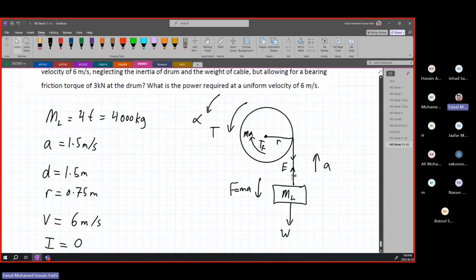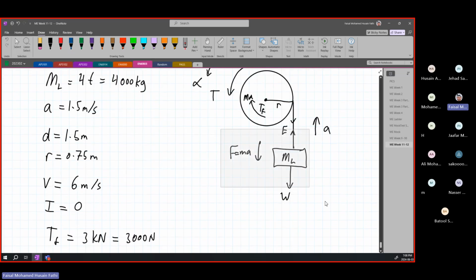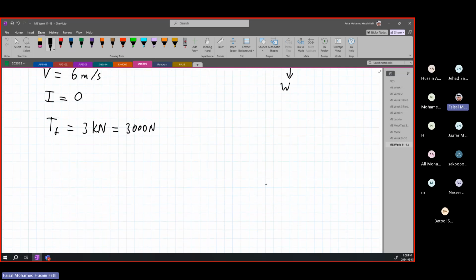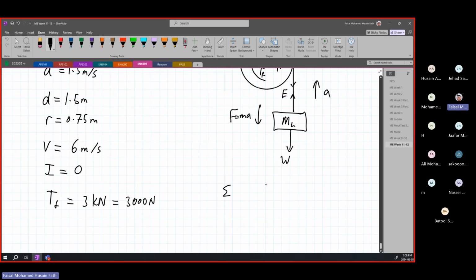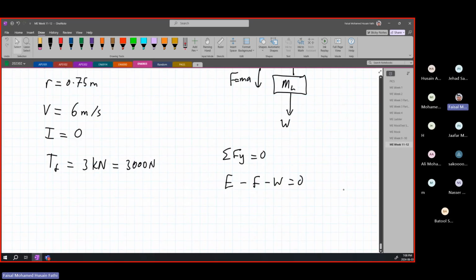So the first thing you guys can analyze is you can analyze the load. All right. If you remember, we're going to look at the load very quickly. Sigma Fy equals 0. And that means that our E minus F minus W is equal to 0. Meaning E is equal to F plus W, which is MA plus MG. And we have all the values, and we can find E. This is the first thing you're going to do. All right. So you find the value for your E.